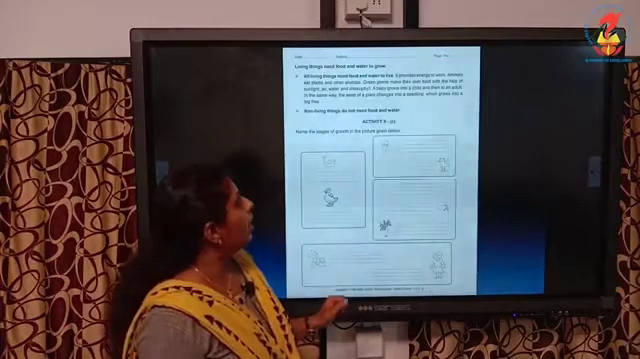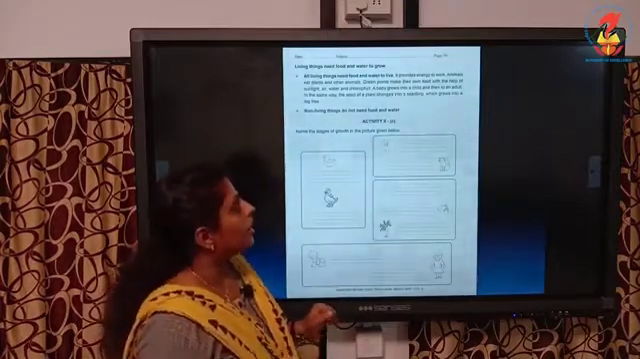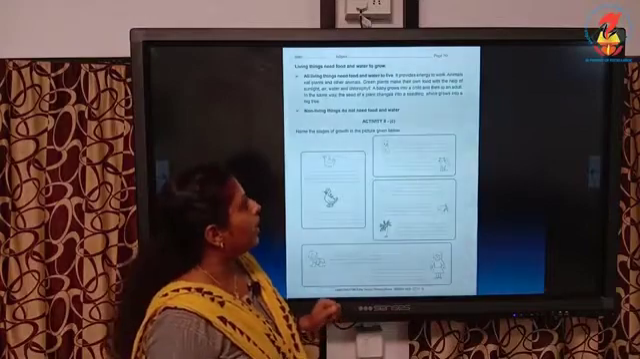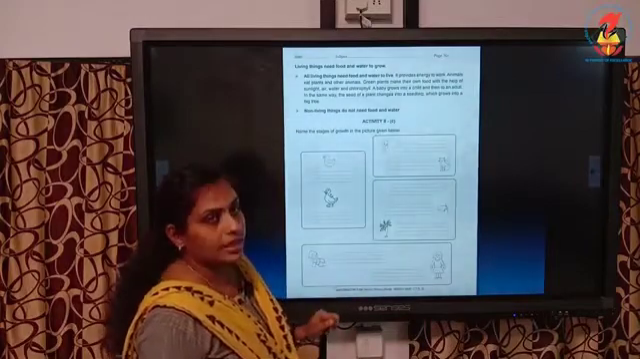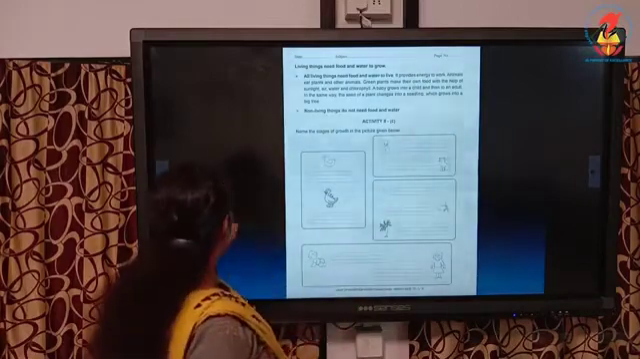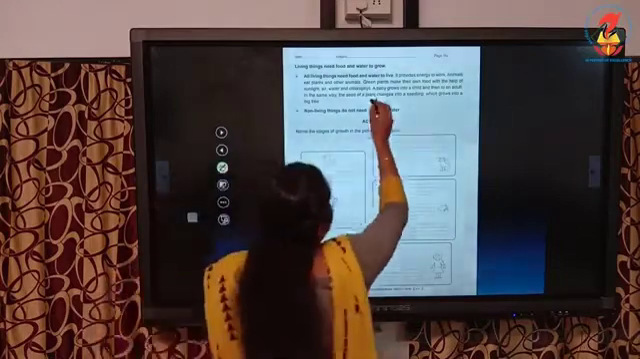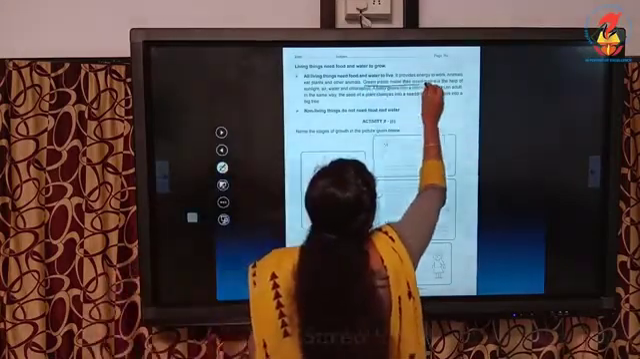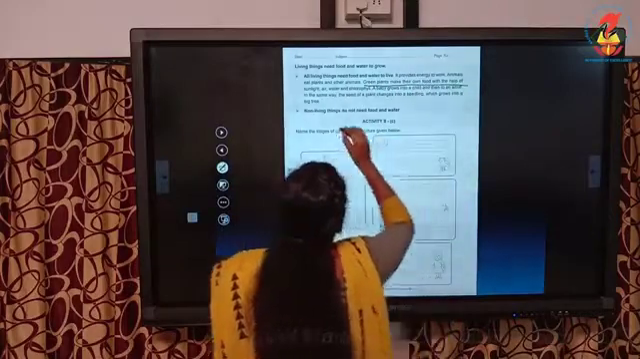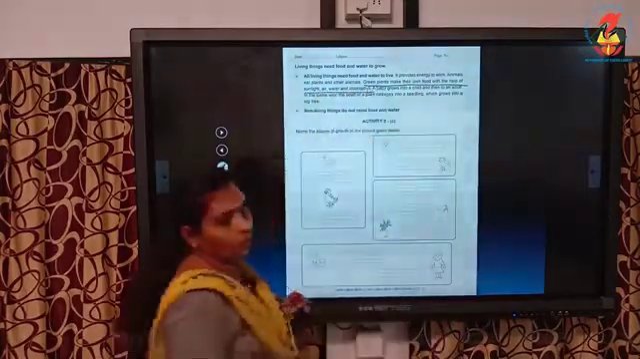Animals eat plants and other animals. Green plants make their own food with the help of sunlight, air, water, and chlorophyll. Okay, so you can underline that sentence. Green plants make their own food with the help of sunlight, air, water, and chlorophyll.